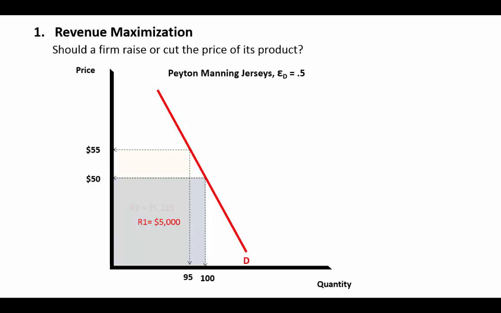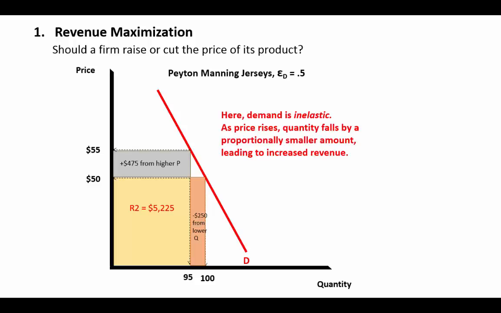So what's revenue going to be now? $5,225. And here we see that the increase in revenue from the higher price swamped the reduction in revenue that we got from the lower quantity. So here it makes sense to increase price, and it's clear cut. Costs are lower because we're selling fewer items. Revenue is strictly higher. So here it's a no-brainer decision. Go ahead and increase that price. And so with inelastic demand, if you increase price, quantity falls by a proportionally smaller amount, leading to greater revenue.